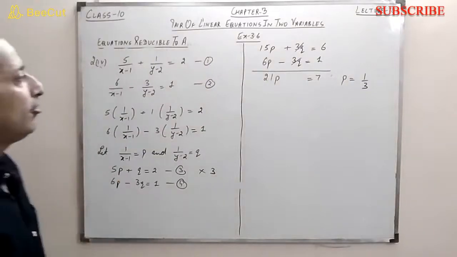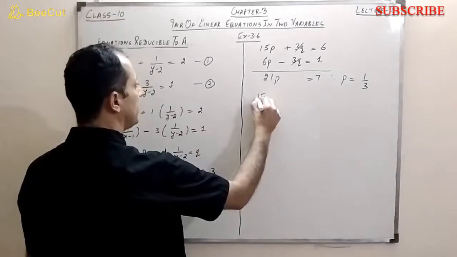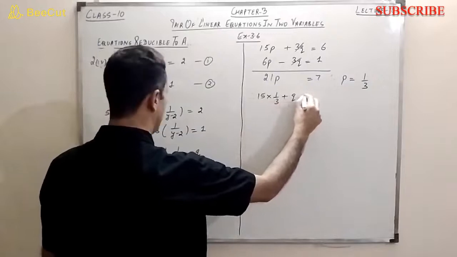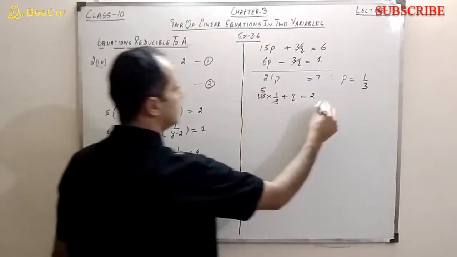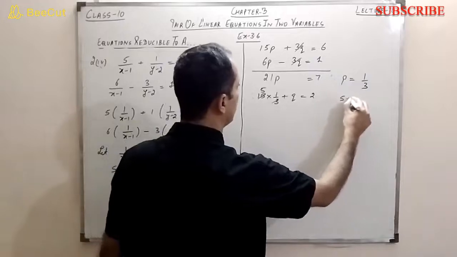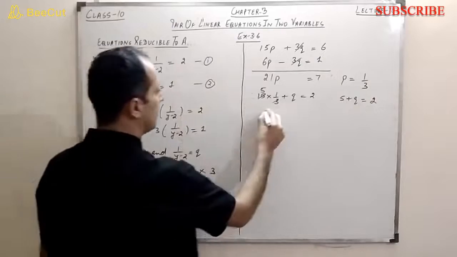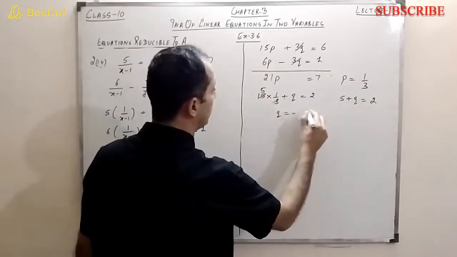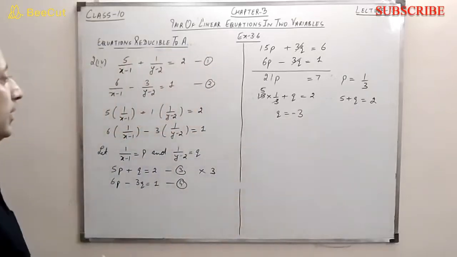Now, the next step is to find the value of q. So I substitute the value of p in the third equation. Therefore, 15 into 1 by 3 plus q is equal to 2. So this cancels, I get 5. So 5 plus q is equal to 2, and I get the value of q as 2 minus 5, which is minus 3. I think I have missed something. Let me check it out.